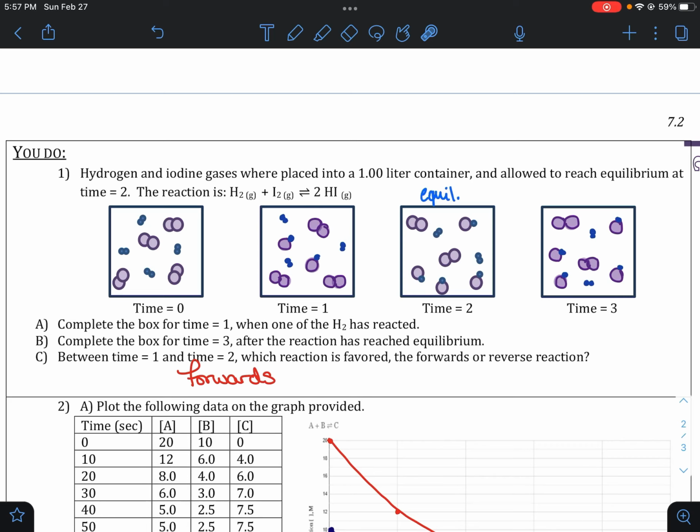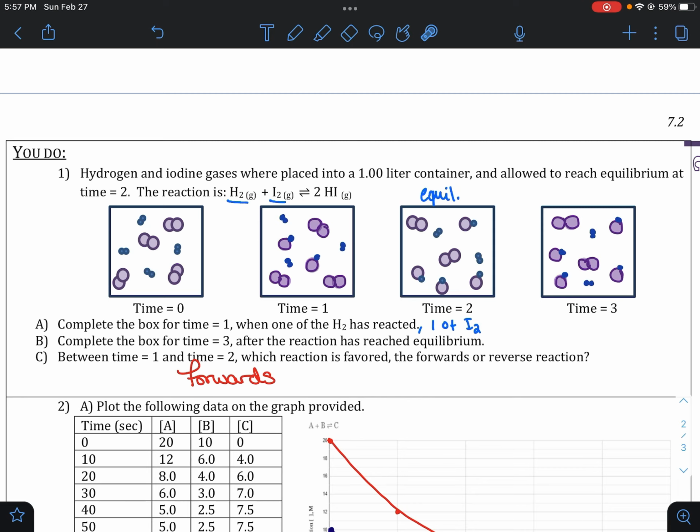Now, part A says complete the box for time 1 when one of the H2s has reacted. Well, something we don't tell you is, if one of the H2 reacts, what did it have to react with? With one of the I2s. So it had to react with one of the I2s. And what did it form?